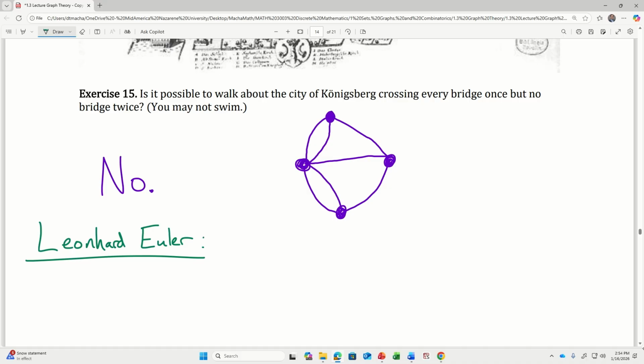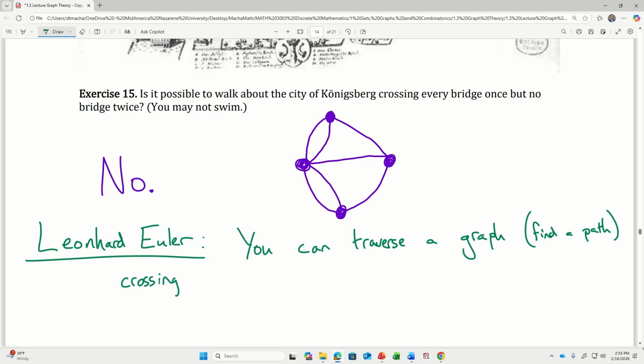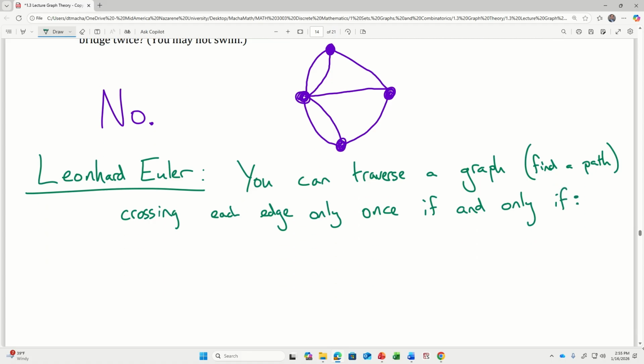Number 1 biggest mathematician of all time, Leonhard Euler, figured this out a long time ago. He said you can traverse a graph, that means find a path, I guess, crossing each edge only once, if and only if one of these 2 statements is true.